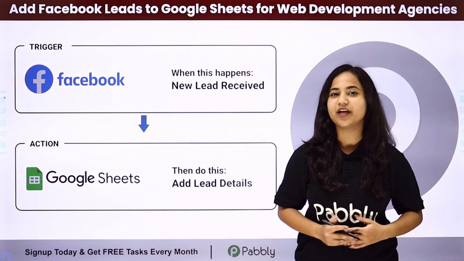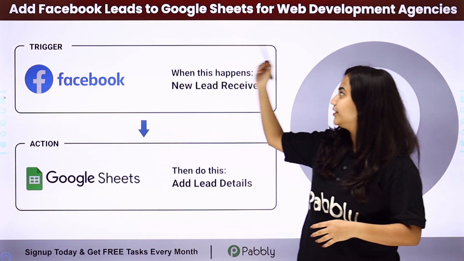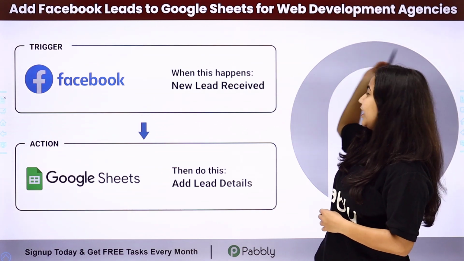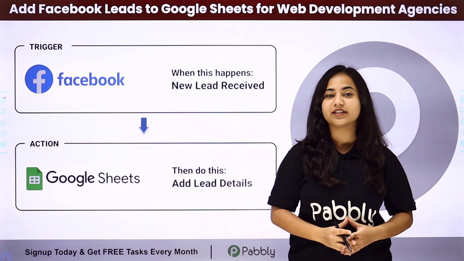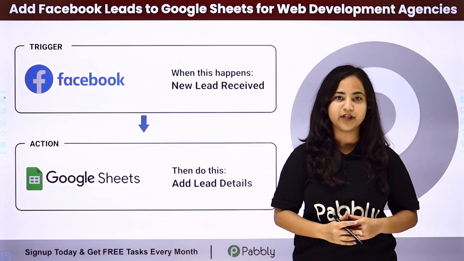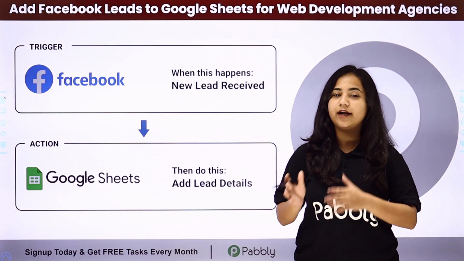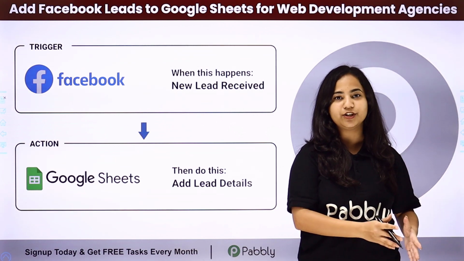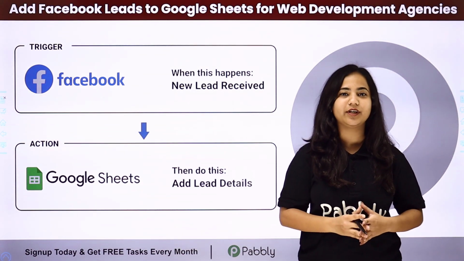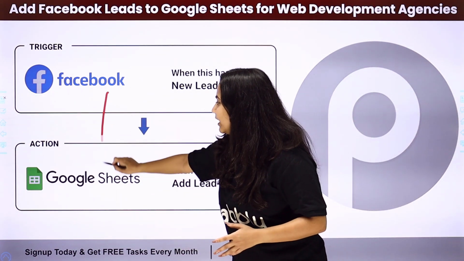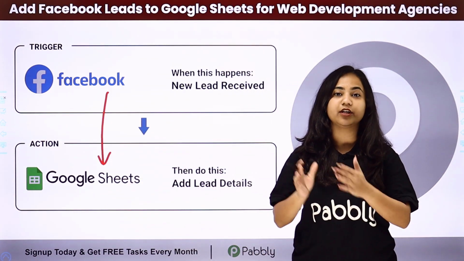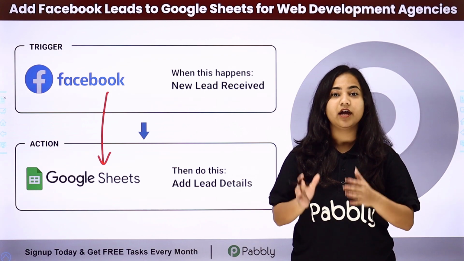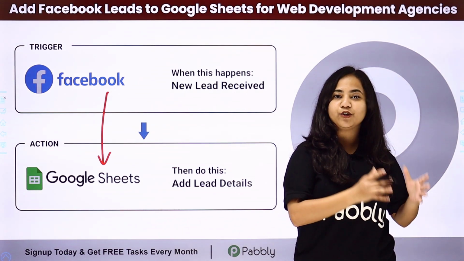Today in this video, we are going to see how to add Facebook leads through Google Sheets for web development agencies. I own a web development agency and my objective is that whenever I generate a new lead through Facebook lead ads, I want to add all the lead details into my Google Sheets. For that, I'm simply going to create a connection between Facebook lead ads and Google Sheets in such a way so that anytime I generate a new lead through Facebook lead ads, it would be automatically added into my Google Sheets.